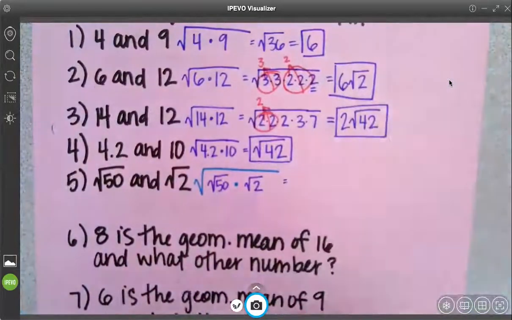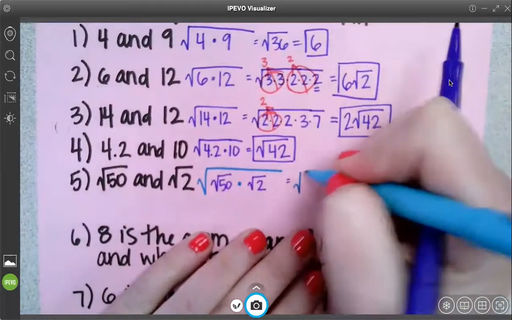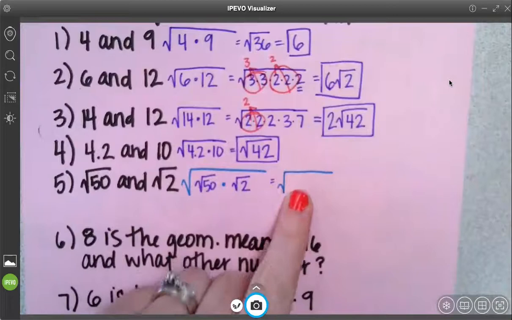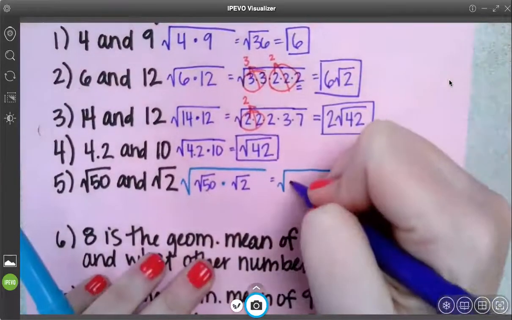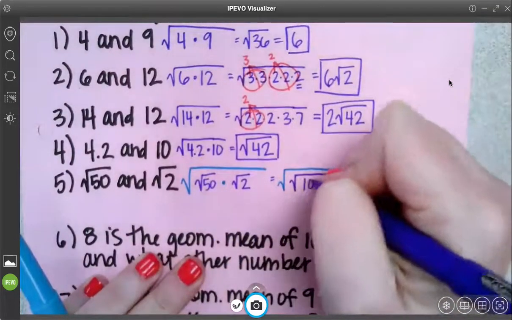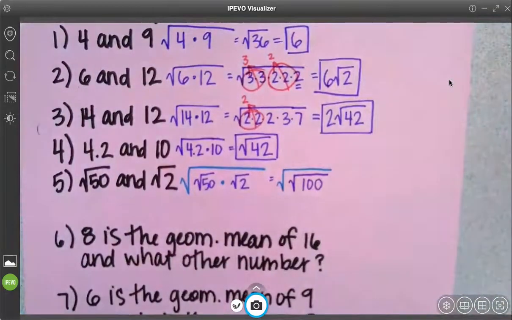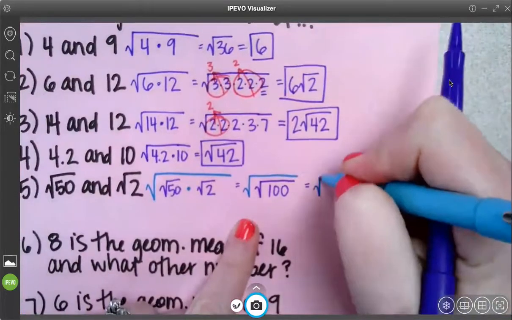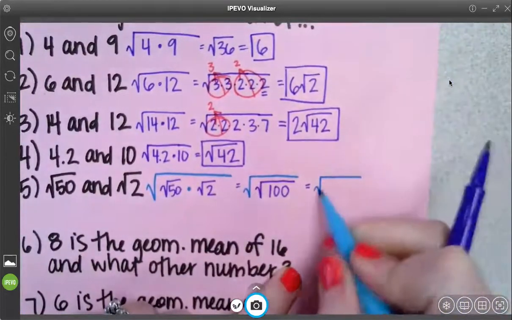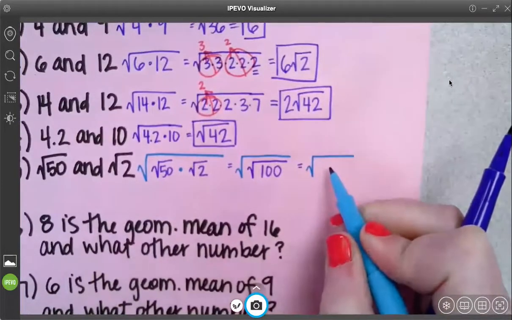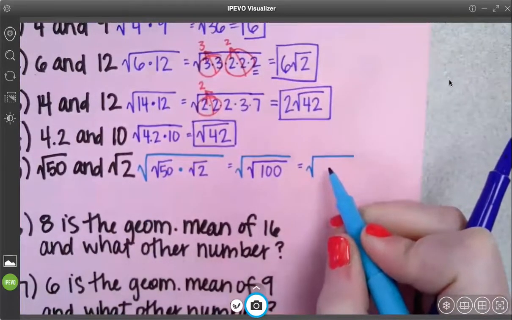So I'm going to leave this blue radical. This is from the geometric mean, right? These radicals are from my numbers that I was given. So 50 times 2 is 100. So now I can simplify the square root of 100. Don't lose this extra radical from your geometric mean, right? That's why I'm writing it in a different color, so I don't get confused about, A, where it came from, and B, when it goes away.